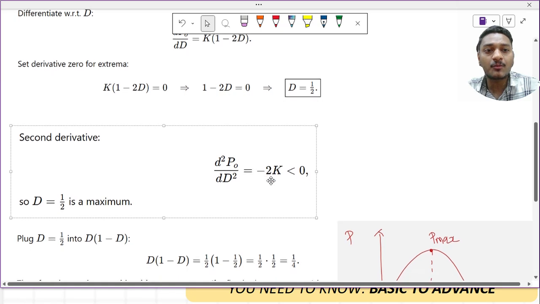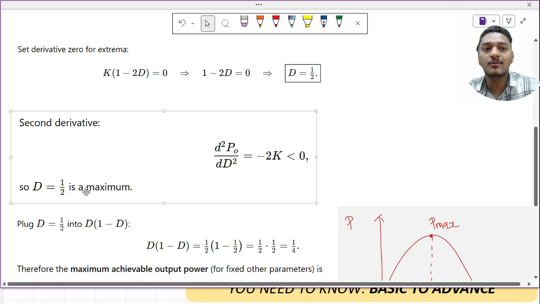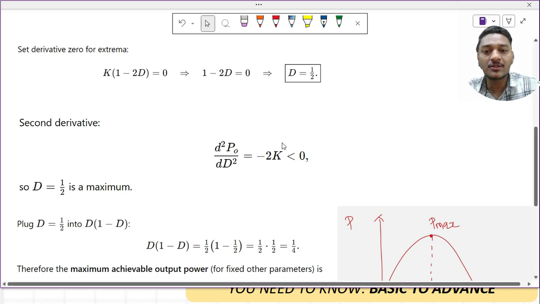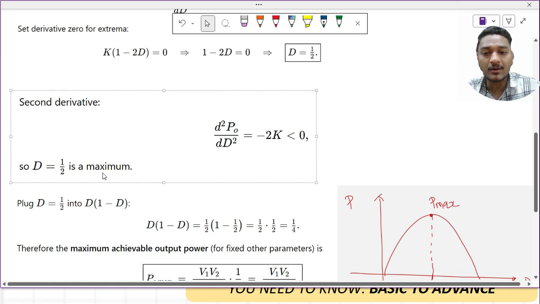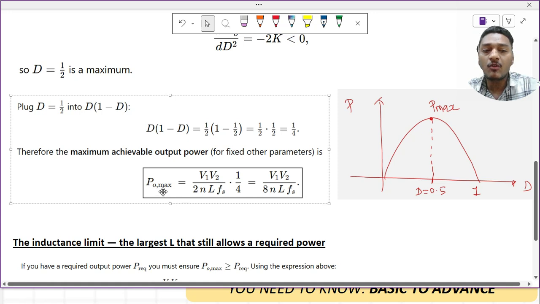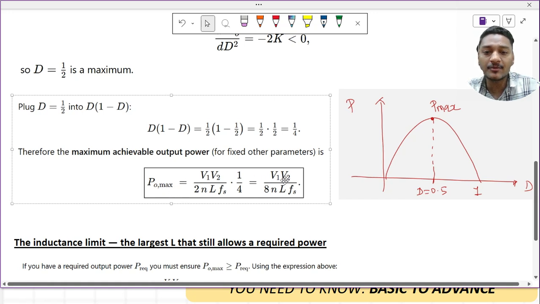If the overall second derivative is negative, then definitely that point is a maximum point. This is the basic definition which we learn in 11th-12th grade, what point to call maxima and what point to call minima. So D equal to 1 by 2 is the point where I get the maximum power. Replacing that D value in the expression of power, I get P out maximum equal to V1 V2 divided by 8 N L Fs. This is the formula of the maximum power which can flow in a DAB converter when we use the single phase shift modulation.